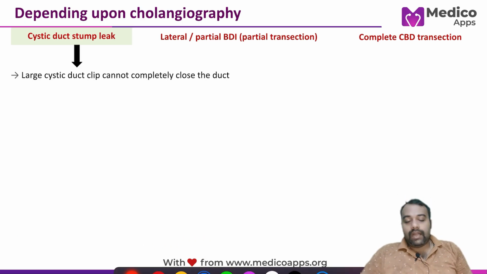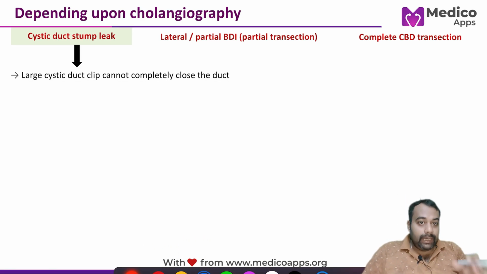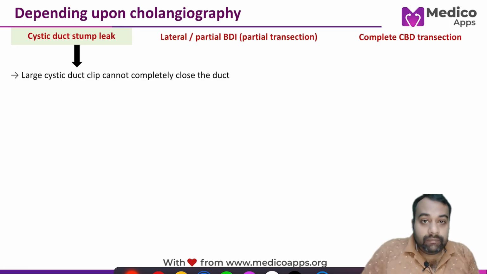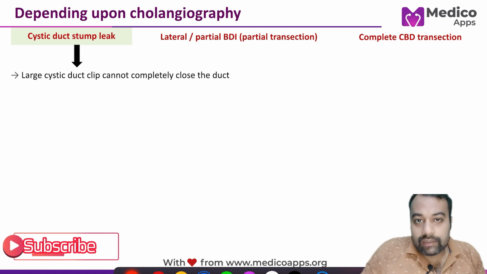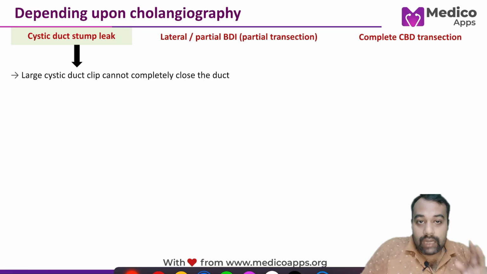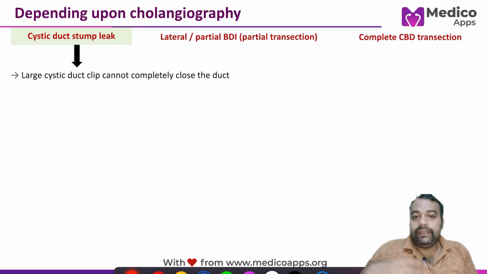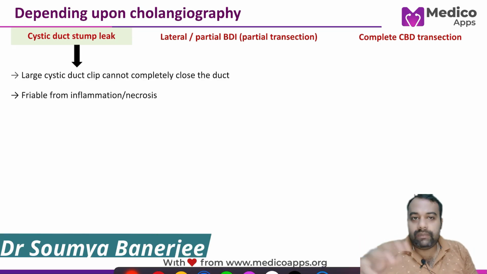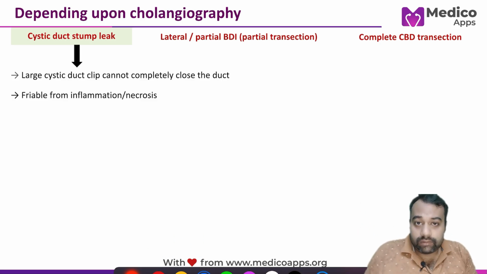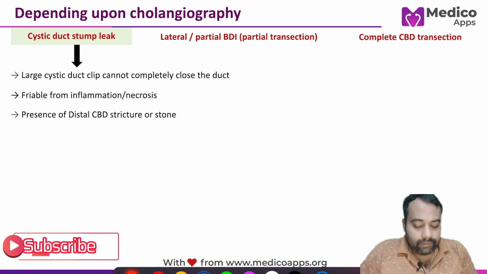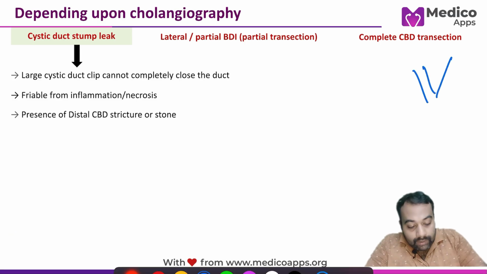Now, your cystic duct stump leak is pretty common. Why does it happen? Sometimes the patient may present to you with a large and stout cystic duct. So in that case, even a large clip is not able to accommodate the entire cystic duct. Or sometimes you are dealing with a lot of inflammation in the surrounding structures. In that case, friable tissue from the inflammation and necrosis may result in this as well. So let's suppose there is a distal CBD stricture, right? Or there is a distal CBD stone.